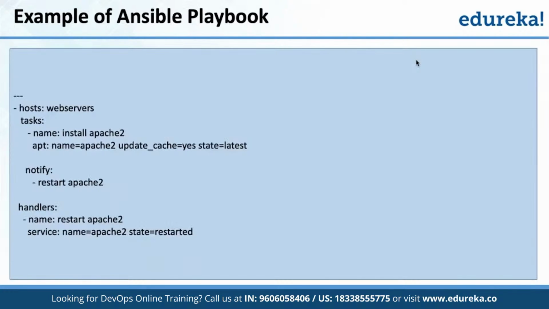So guys, a typical example of a playbook we'll see in the lab once we do it. You see here in this playbook, we are making sure that we install Apache 2, and we're trying to install the latest version of Apache. A simple playbook being shown here.